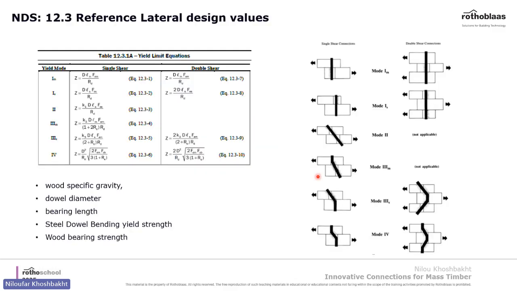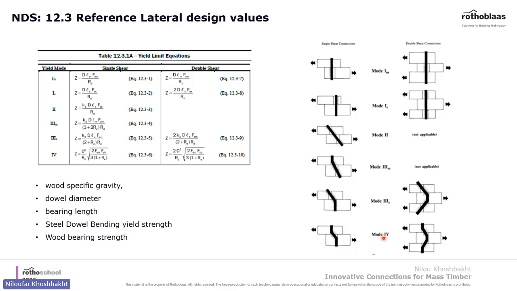Okay, let's talk about when the screw is loaded laterally. For calculation of lateral design values, NDS follows the Johansson yield model. This is the same model that has been used in Eurocode 5. According to the Johansson yield model, there are five possible failure modes for a wood dowel connection. This is for single shear. These are for double shear, and there are 1, 2, 3, 4, 3M, 3S, and 5.